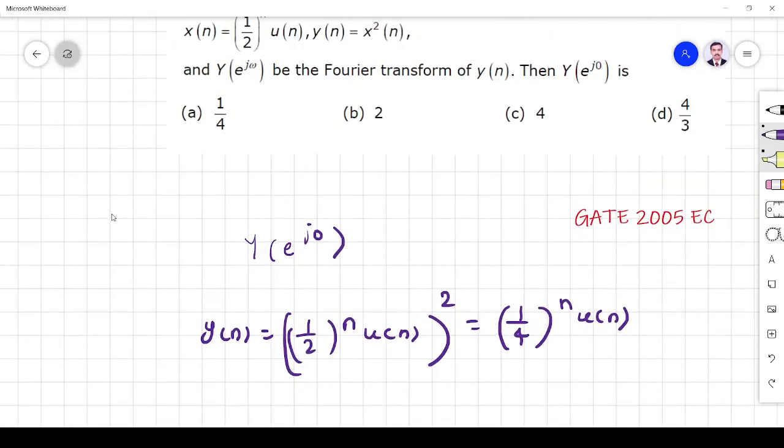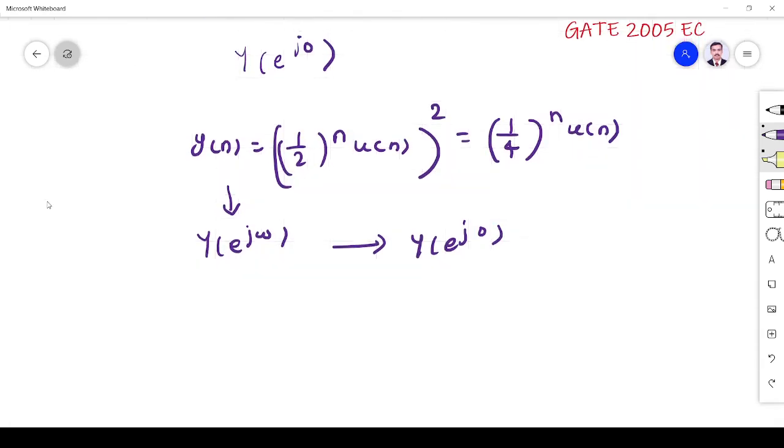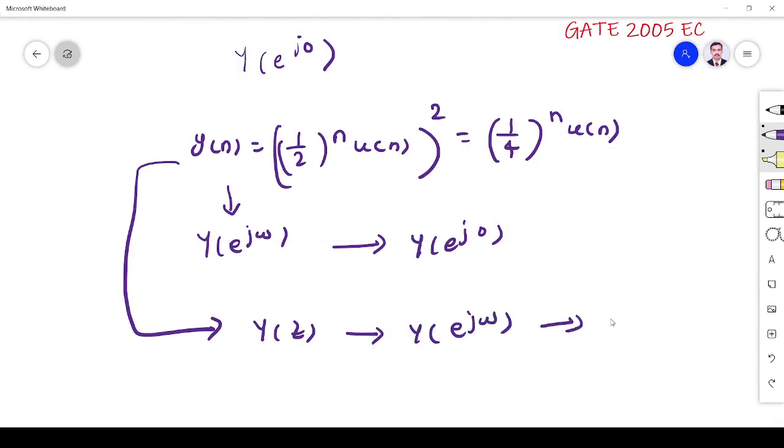Okay, now what I have to find is Y of e power j omega, and from that, we have to find Y of e power j0. Instead of finding this DTFT, it is a tedious process. What I do is I find the z transform of y. We know z is nothing but e power j omega. So from that I substitute to get Y of e power 0, because I know the easy formula for a power n u of n. For a power n u of n, the z transform is z by z minus a.